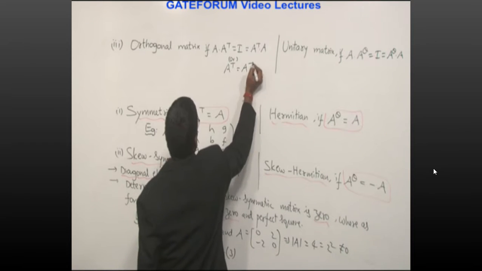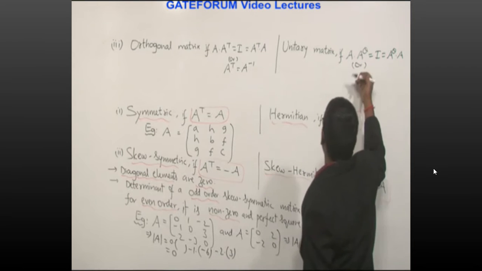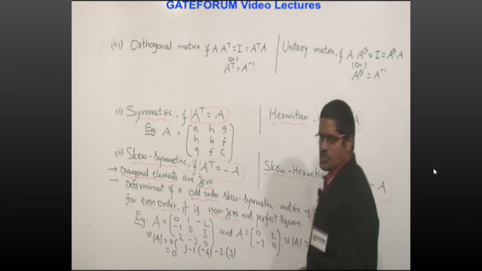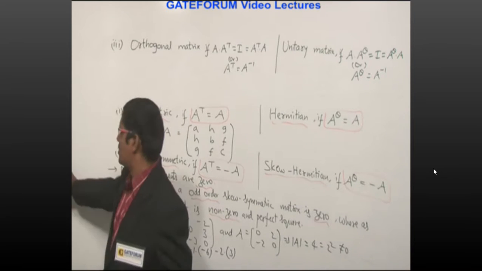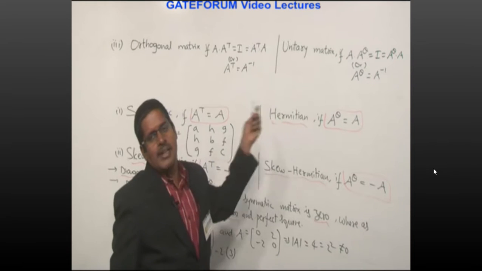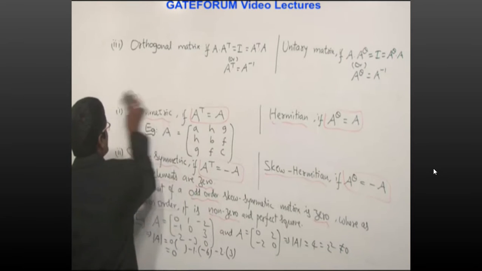A matrix is said to be orthogonal if A transpose is equal to A inverse. Here for unitary, you can also prove in an alternative way, A to the power theta is equal to A inverse. Just, transpose of a matrix is equal to the inverse of that matrix. Such a matrix is called orthogonal. Similarly, the theta power of a matrix is equal to the inverse of that matrix. That matrix is called a unitary matrix.